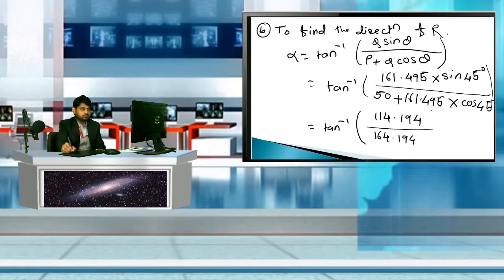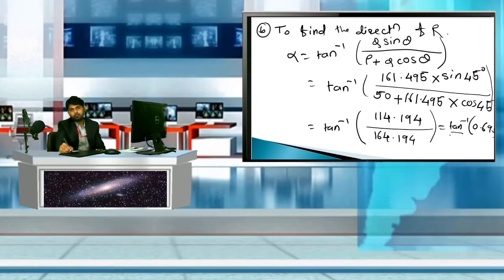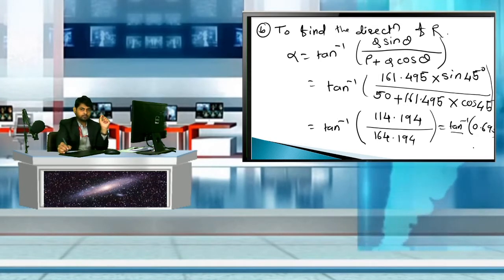164.194. So don't directly copy all these answers. You have to do all this calculation in your calc. So you will get tan inverse of 0.695, right? After that, just take a calc. In your calc there will be a button for tan, along with sin and cos. So first press the shift button and after that press the tan button. So you will get the tan inverse.